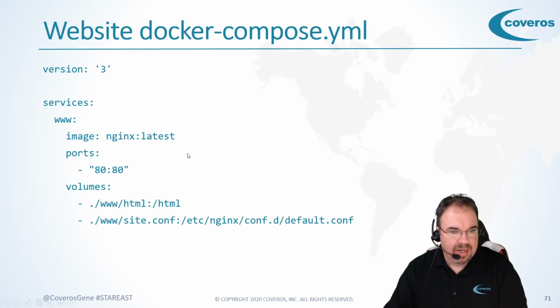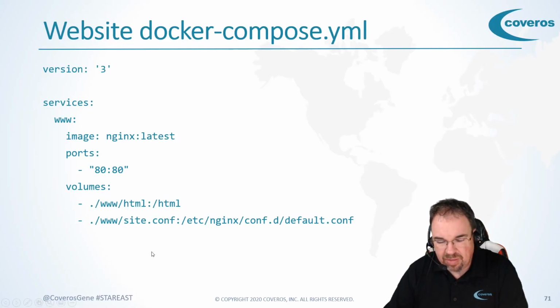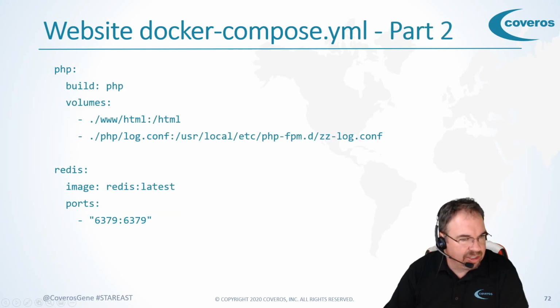Okay, next, so we do that mapping, so rather than the default configuration file, I'm overlaying my own configuration file. Rather than using their HTML directory, I'm using my HTML directory. I'm mapping port 80. That's on the www container. I'm also going to stand up 2 other containers.